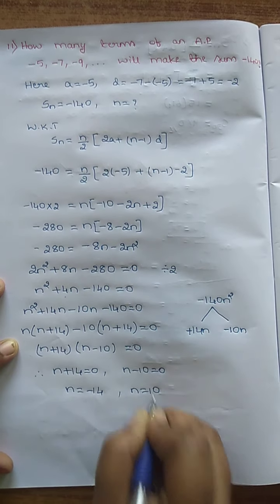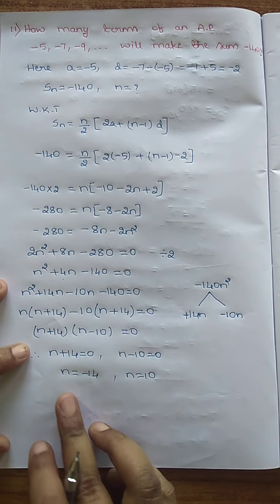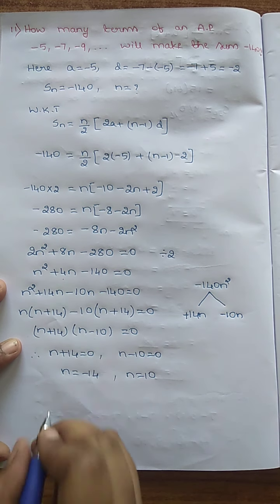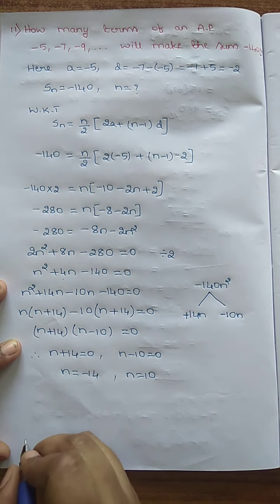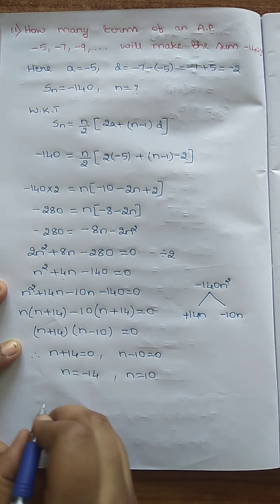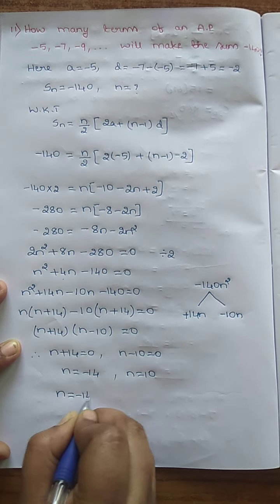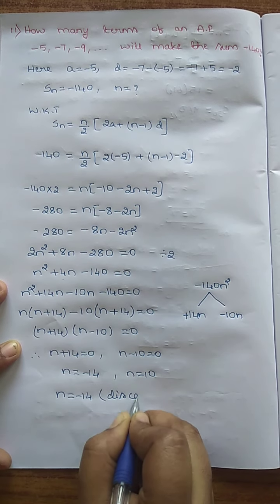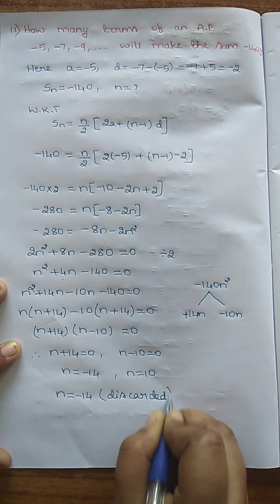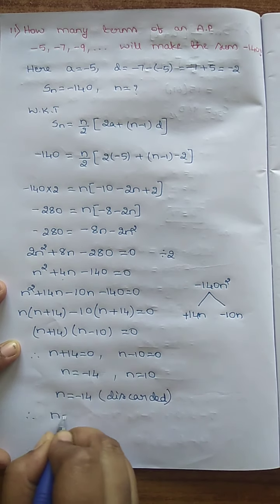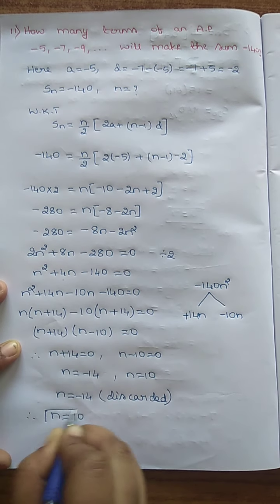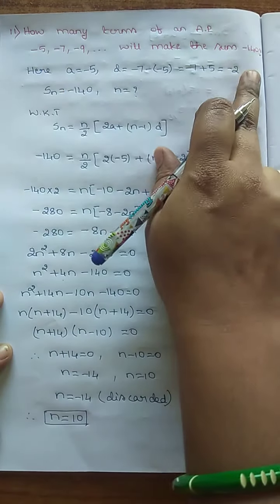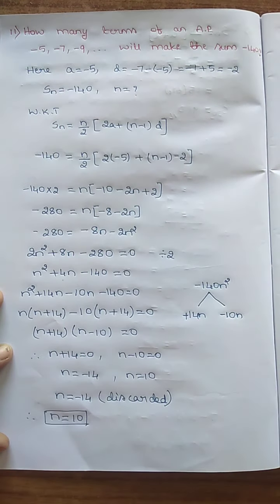See here, n is always a positive integer. Here you get two values, -14 and 10, but n equal to -14 is a negative value, therefore this value is discarded. Therefore n equal to 10. Ten terms are required to make the sum -140.